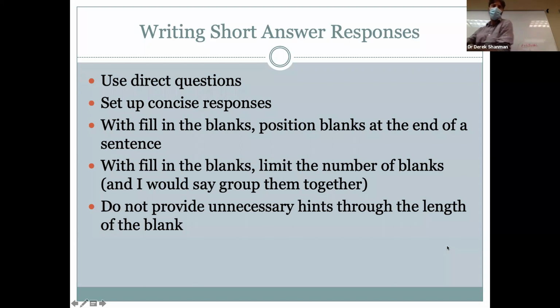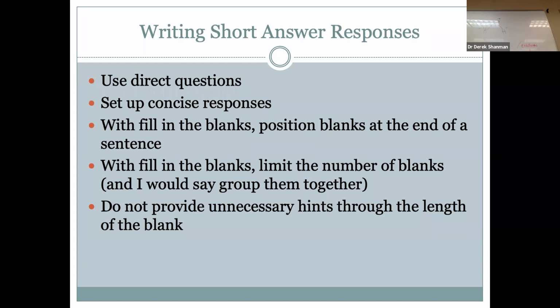All right, so when you are writing short answer questions, use direct questions. Like I just said, ask the thing that you want to ask. Don't mess around with statements. Don't mess around with interpreting things. Just ask the question. What is this? How do you do that? Why did these characters do this? Set up concise responses.